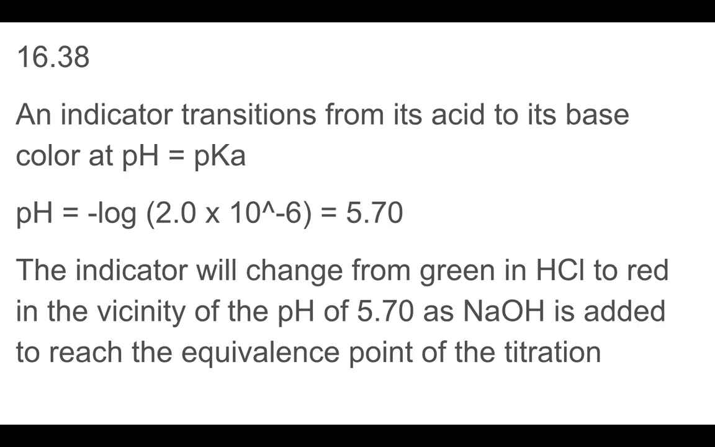So 5.70 would in fact be in the region of the vertical part of the pH curve. So this would change color at the equivalence point of the titration as sodium hydroxide is added to hydrochloric acid. But to answer the question, it would be at a pH of 5.70.